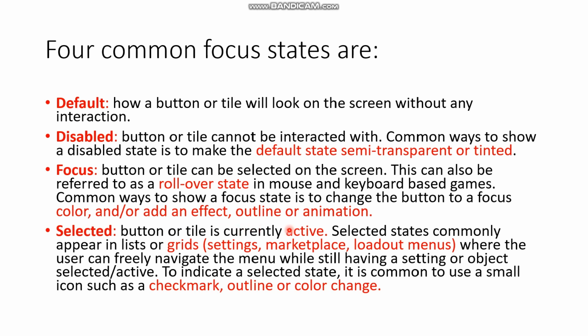This is currently active. This button shows that it's currently active, and it normally appears in lists or grids like settings, marketplace, and loadout menus. The user can freely navigate the menu while still having a setting or object selected. And to indicate a selected state, we normally use a check mark, outline or color change.